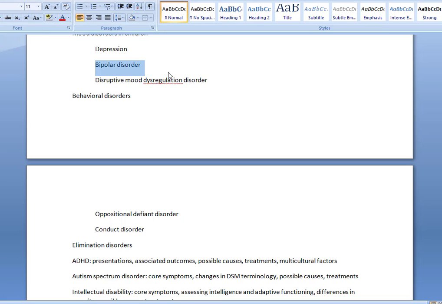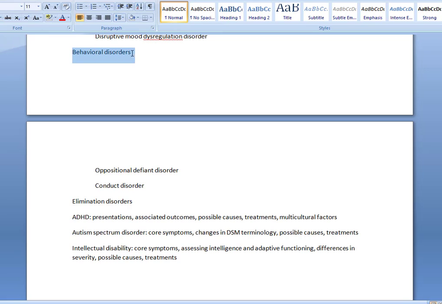So in order to try to correct this problem, they came up with a new category of disruptive mood dysregulation disorder, which is primarily characterized by just bursts of temper and anger that are not appropriate based on the age of the person and the situation.